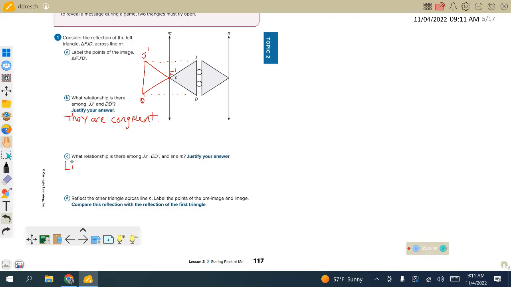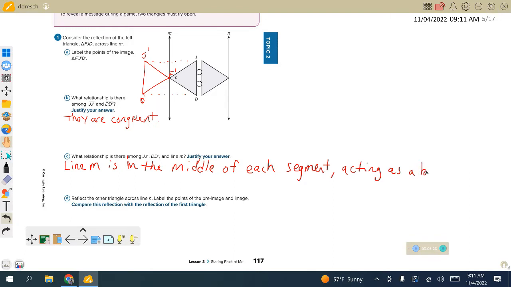Line M is in the middle of each segment, acting as, and we're going to say acting as a bisector. If I could spell bisector a little bit better.